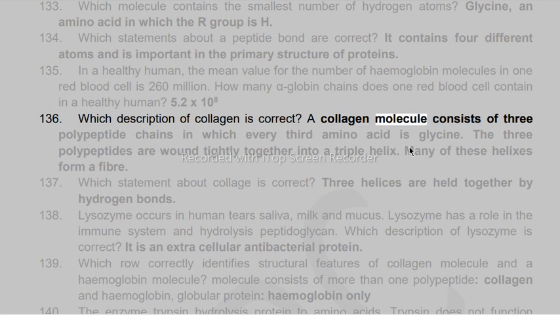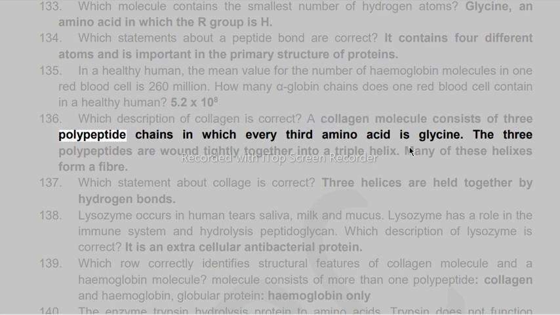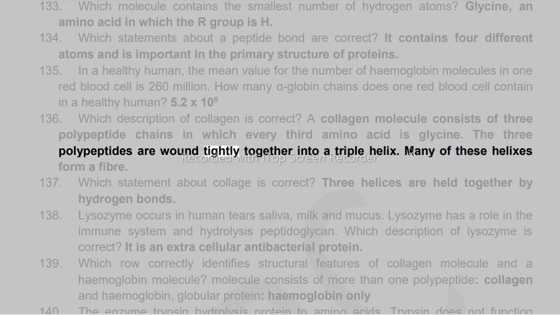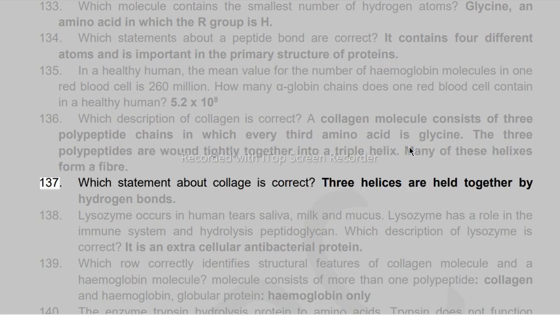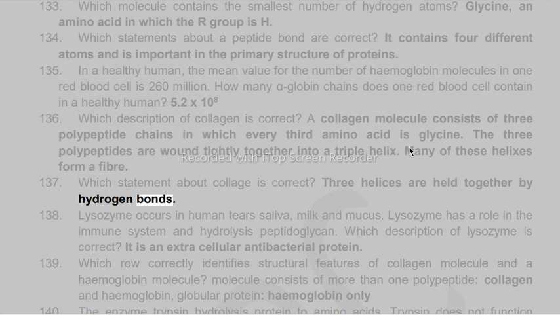136. Which description of collagen is correct? A collagen molecule consists of 3 polypeptide chains in which every third amino acid is glycine. The 3 polypeptides are wound tightly together into a triple helix. Many of these helixes form a fiber. 137. Which statement about collagen is correct? 3 helices are held together by hydrogen bonds.